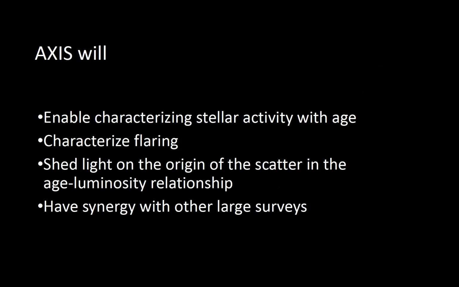So in summary, AXIS will enable characterizing stellar activity with age. It's a key ingredient for understanding the frequency of habitable planets in our universe. It'll characterize flaring of these objects. It'll also shed light on the origin of the scatter in the age luminosity relationship, which if you come to my poster, you'll see the scatter that I'm talking about, especially in the saturation regime. And we'll be able to disambiguate additional physics that's happening to cause that scatter in that age luminosity relationship. And then we'll also have synergies with other large surveys in stellar astrophysics. And that's all I have.